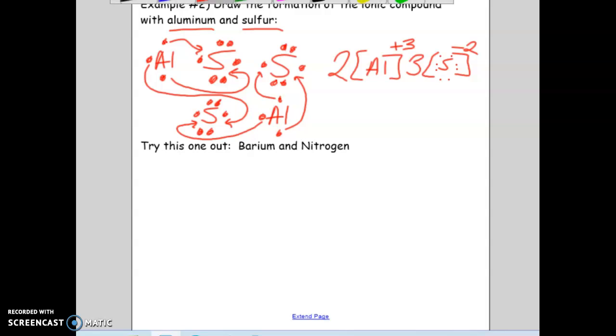Okay, so I'll use a different color here just because we're working with something else. So barium, you should have noticed, is in group number 2. So barium has 2 valence electrons. Nitrogen is in group 15, which means it has 5. I'm trying to exaggerate, but it's not going. Oh, this is awful. Let's try that again. Anyways, you get the point. There's 5.